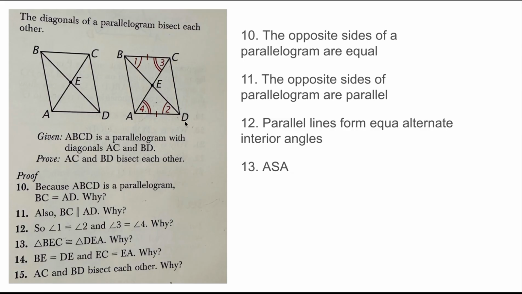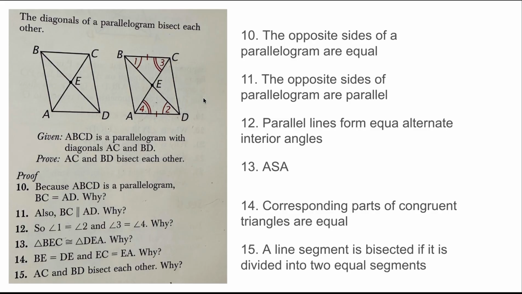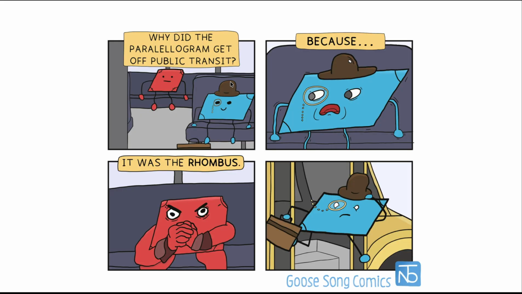14, BE equals DE, and EC equals EA. Why? Because corresponding parts of congruent triangles are equal. This diagonal intersects perfectly and bisects this, and so therefore they are equal corresponding parts. Last one, AC and BD bisect each other. Why? A line segment is bisected if it is divided into two equal segments, and it is, because this is a parallelogram.